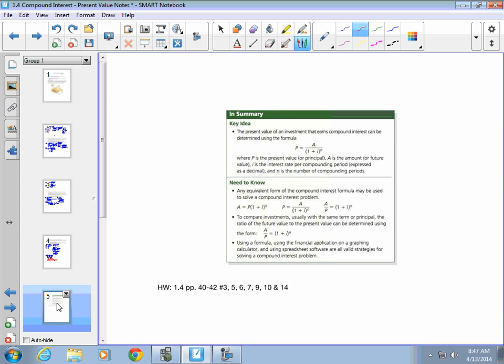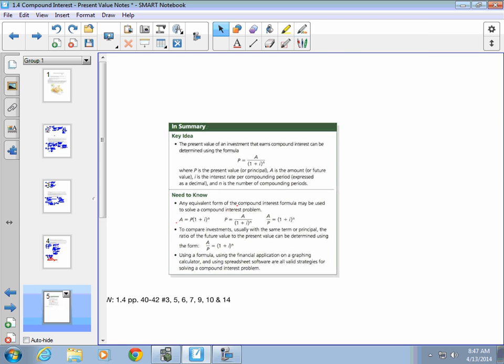So to find future value, A is equal to, whoops, move my arrow. Okay. This is just making me mad.